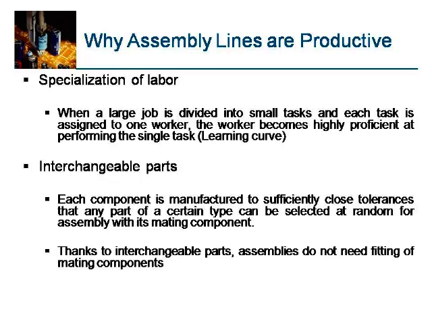And interchangeable parts. Each component is manufactured to sufficiently close tolerances that any part of a certain type can be selected randomly for assembly with a mating part. It is called the interchangeability of the parts. Thanks to interchangeable parts, assemblies do not need fitting of mating components. You need not make the parts exclusively for assembly.